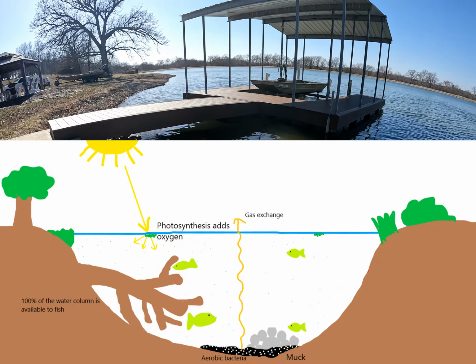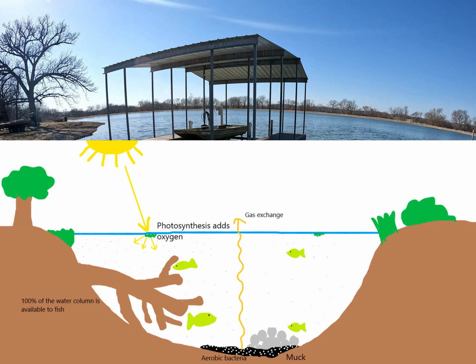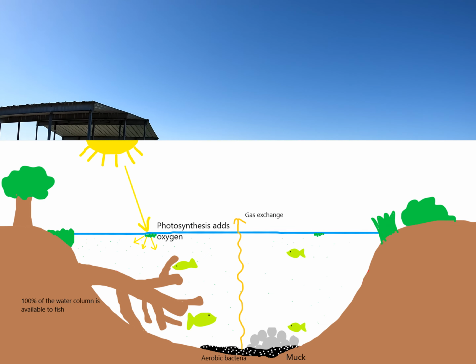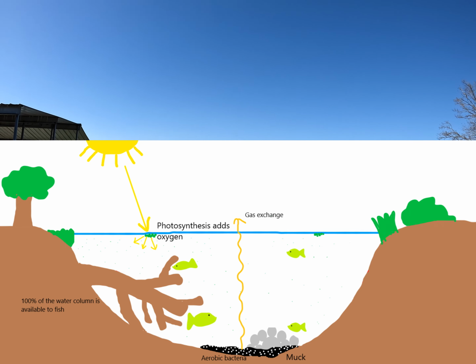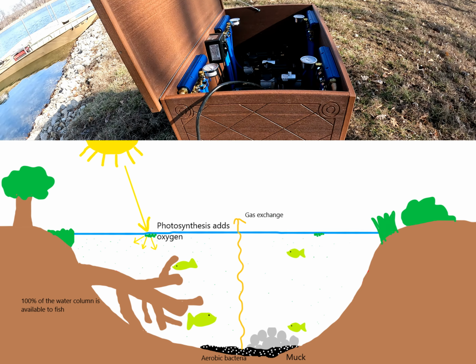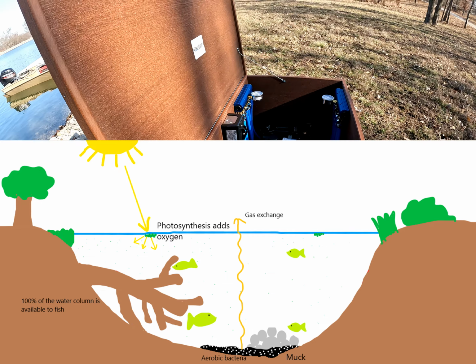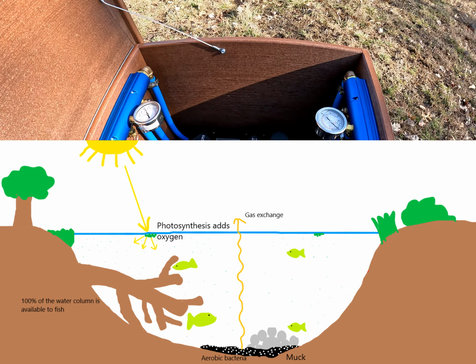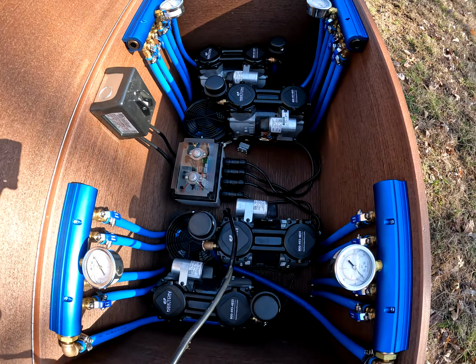As you can see in this real-life picture, a properly mixed pond allows for gas exchange. 100% of the water column is available to the fish, which increases carrying capacity. The muck is decomposed and processed by aerobic bacteria, which is actually more efficient than anaerobic bacterial decomposition.